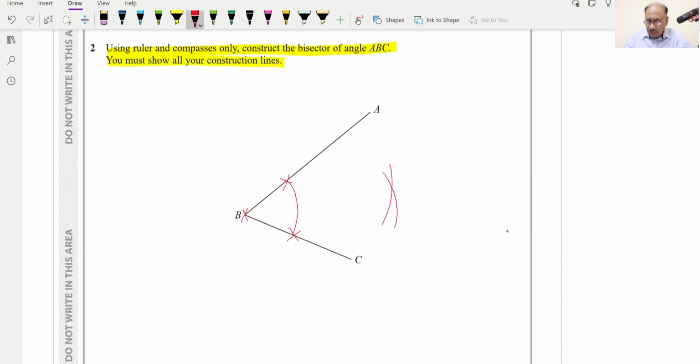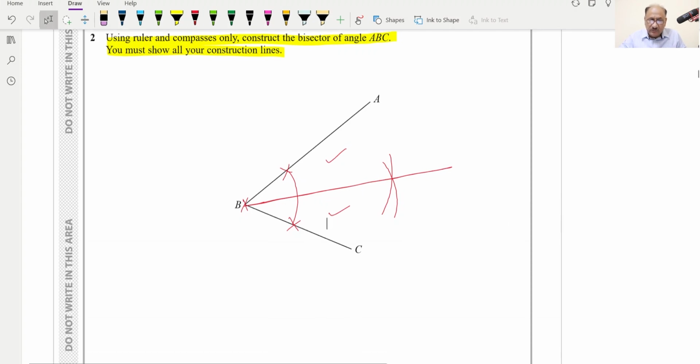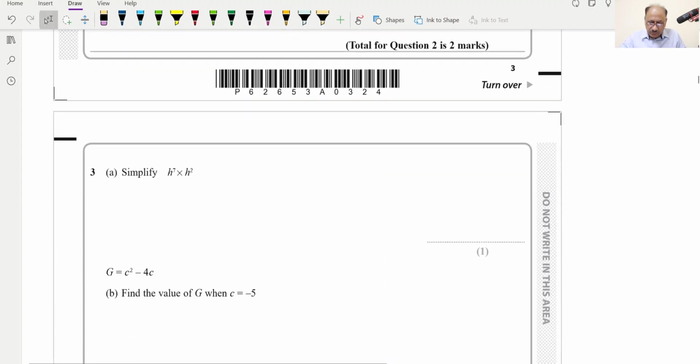I'm drawing roughly because this is on screen. Keep in mind, this angle should be equal to this angle. This is the angle bisector which we have drawn.